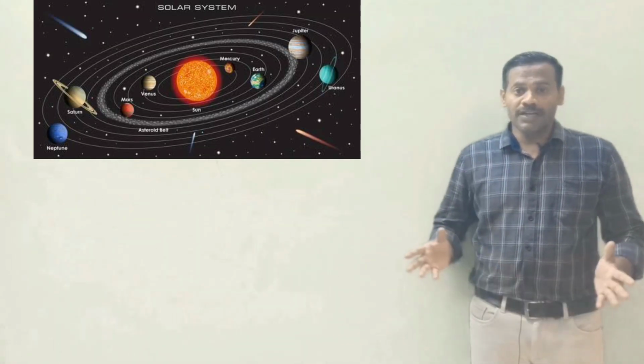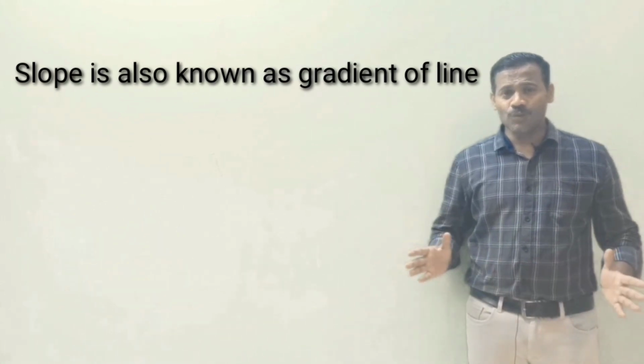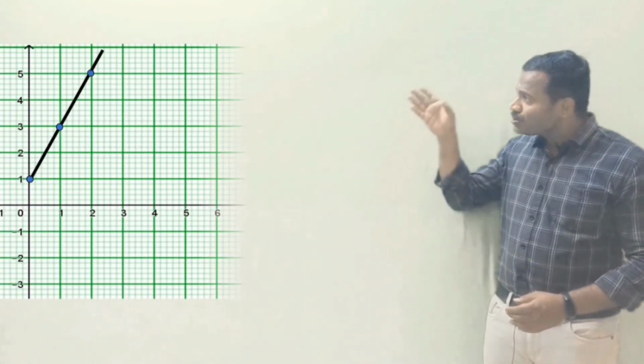Children, if you don't understand the slope of a line, then it is difficult to understand advanced math like sending probes to the planets or building computers. So that's why slope is a very important chapter. Slope is also known as the gradient of a line. Now what is meant by slope? Slope means how steep the line is.